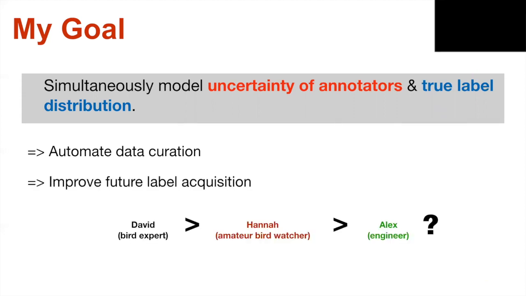And secondly, understanding of annotators can be informative and useful for future label acquisition too. Information about annotators can be useful in deciding, actually it would tell us which annotator is good at annotating what kind of data. And that would potentially help us in deciding which annotator should be labeling which new input samples.